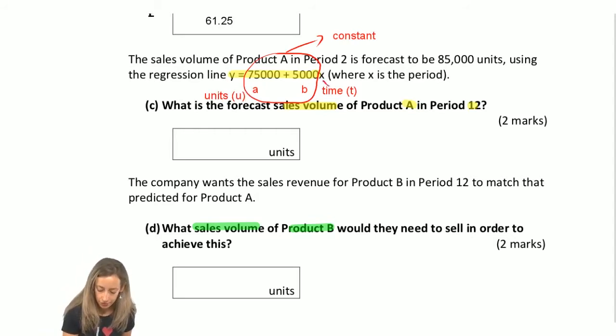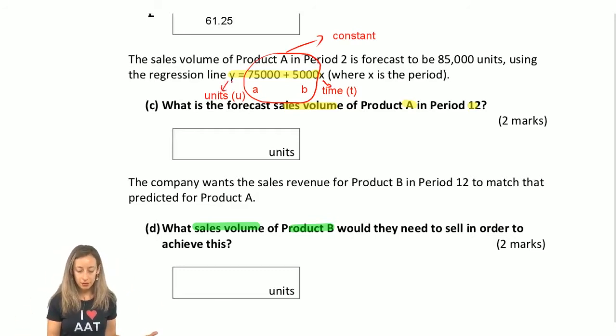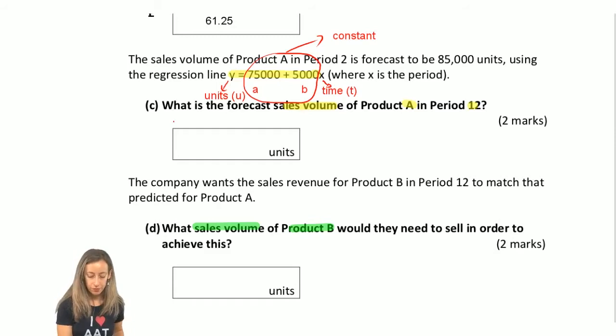Okay, so we've got the time that changes, and based on that, we change the units. To get our forecast correct here, we just have to look at that equation and find Y, because this is what we're looking for. The question says, what is the forecast sales volume? So we need to find out how many units the company needs to make.